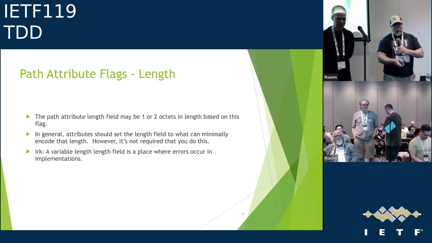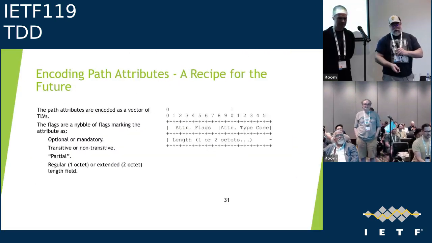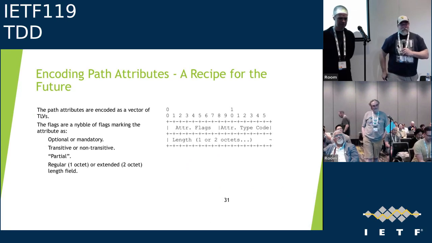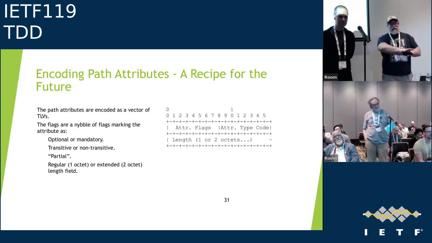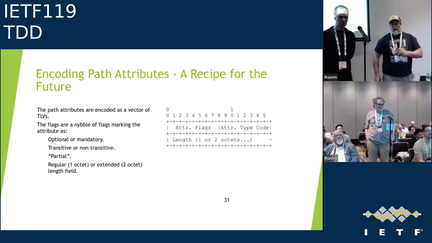I'm going to pick one very easy one. One that John tried to do as part of working on the 7606 work for error handling. We mentioned this attribute flag field here. There's 4 bits that are defined. They're the top 4 bits. The bottom 4 are technically reserved. That means you theoretically can put stuff in there.